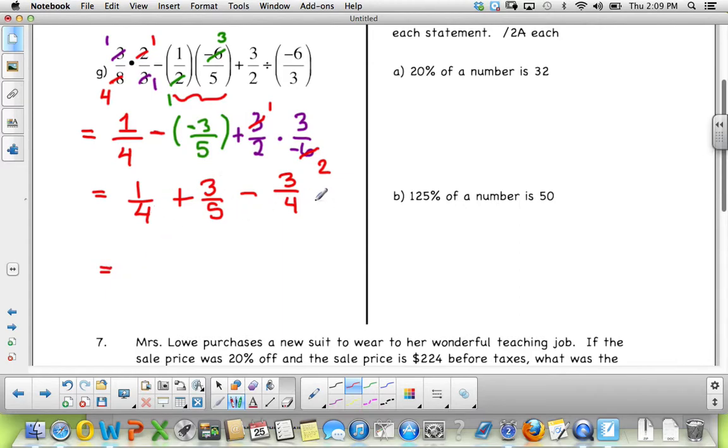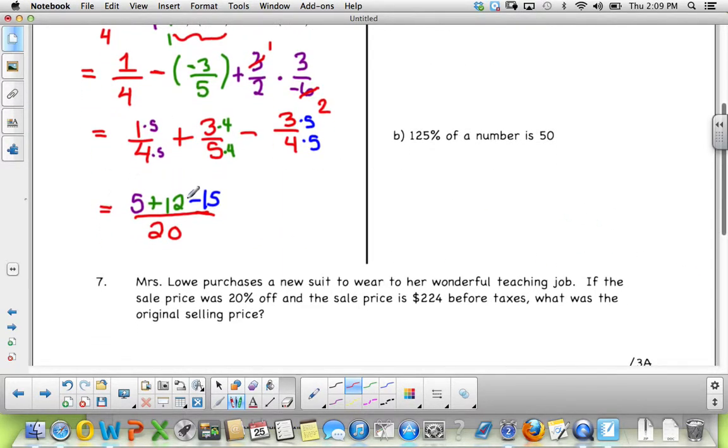Now in order to add fractions, I need a common denominator. You are not allowed to cancel things. You need a common denominator. So the common denominator is 20. It's a multiple of both 4 and 5. In order to get this denominator to have a 20, I would multiply by 5, top and bottom. So this new numerator is 5. In order to get this denominator to have a 20, I multiply by 4. So this new numerator is 12. So I have plus 12. In order to get this new denominator to have a 20, I multiply by 5. So it's minus 15.